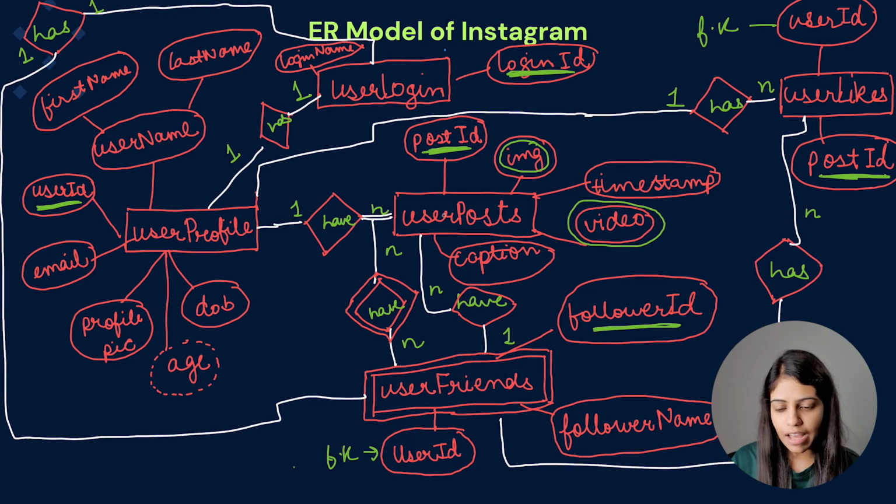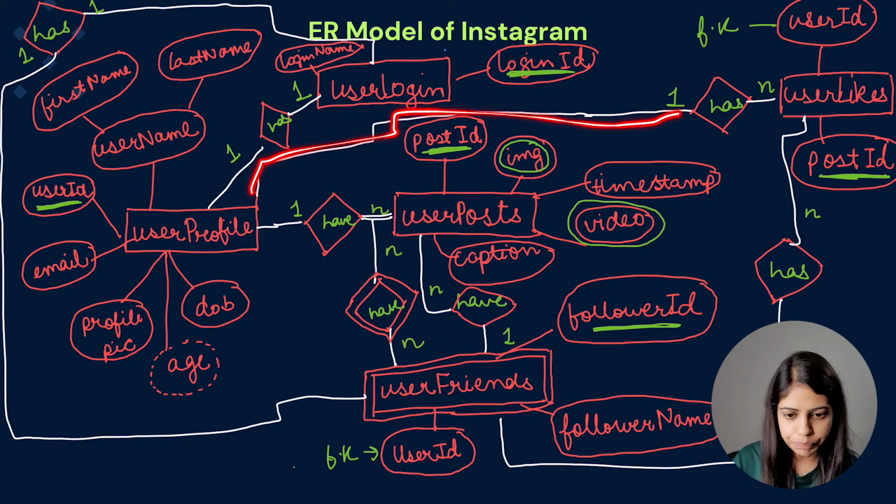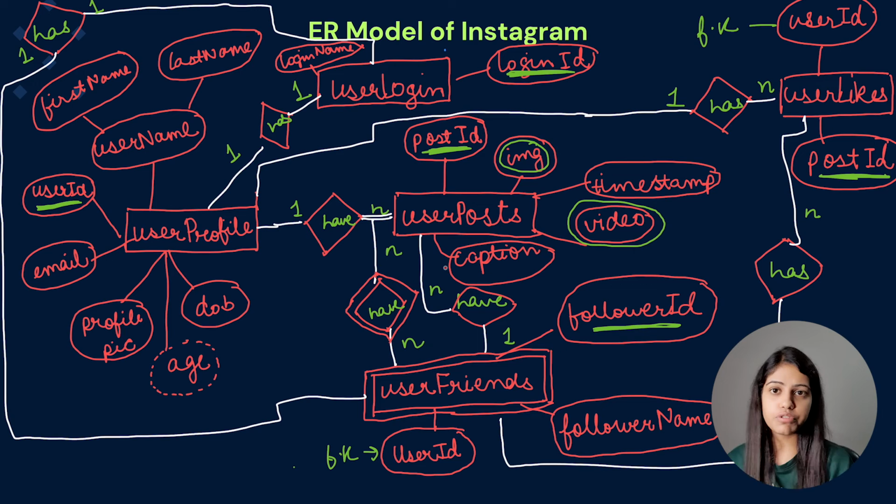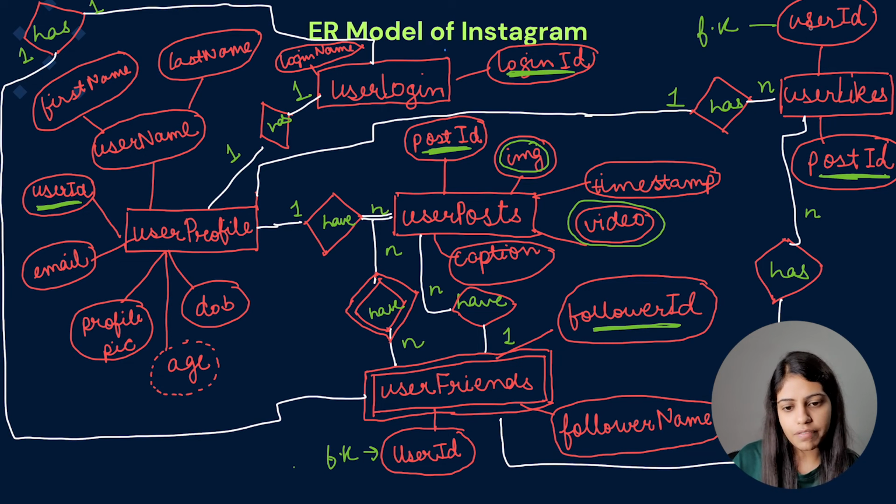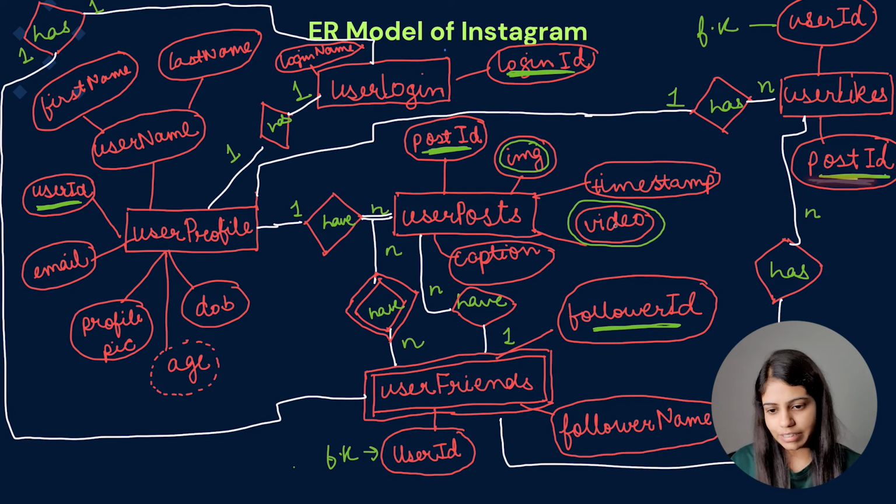Now user profile has user post. This I have explained. So this relationship is explained, this one is explained. Now coming to this relationship: user profile has user likes. Again, a user profile can like many posts, or can have many posts which can be liked by a particular user. So that is a one-to-many relationship. Now user likes also has a user ID which serves as a foreign key, helping to establish the relationship between user profile and user likes. And user likes also has a post ID as a primary key.